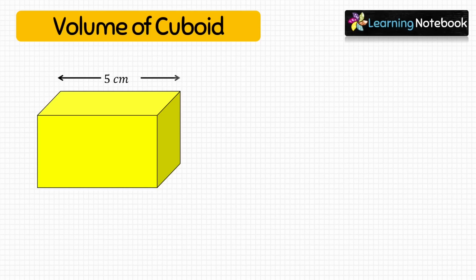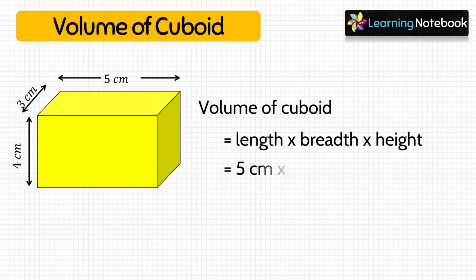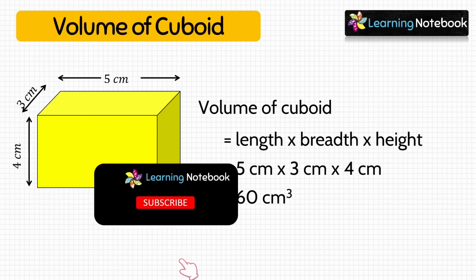Suppose we are given with length of a cuboid as 5 cm, breadth as 3 cm and height as 4 cm. So to find its volume, we will multiply length, breadth and height. So let's put the values here. We get 5 into 3 into 4, which is equals to 60 cubic centimeter.